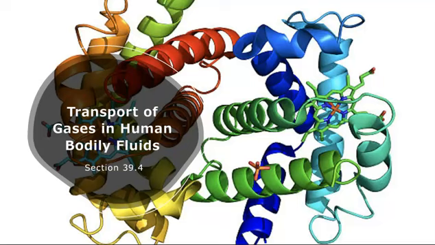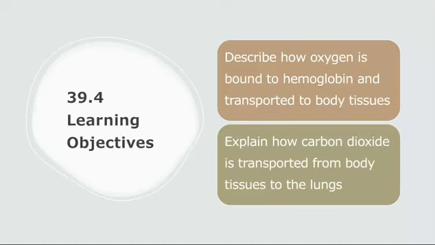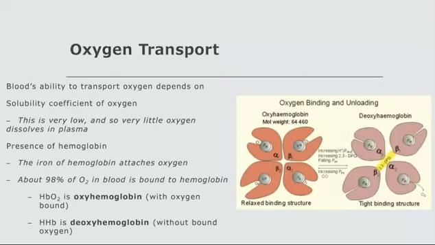In Section 4, we're going to talk about transport of gases in human bodily fluids. Our objectives here are to describe how oxygen is bound to hemoglobin and transported to body tissues, and explain how carbon dioxide is transported from our body tissues to the lungs. So we'll start with oxygen transport itself.